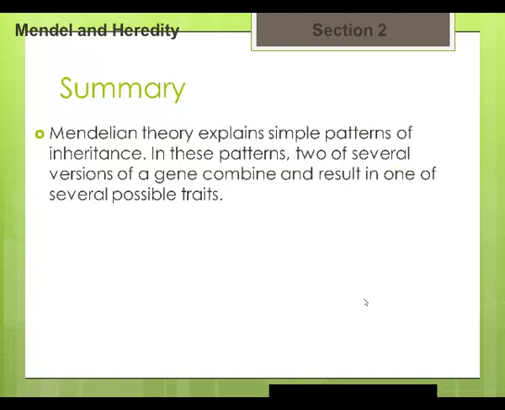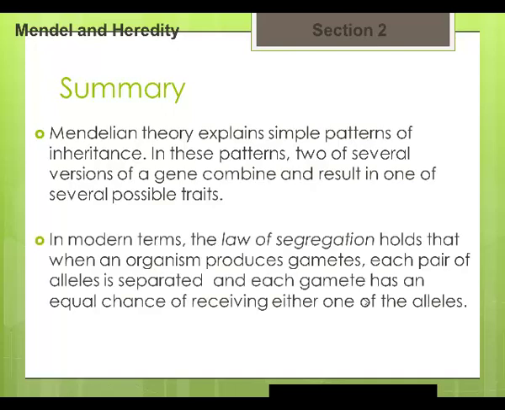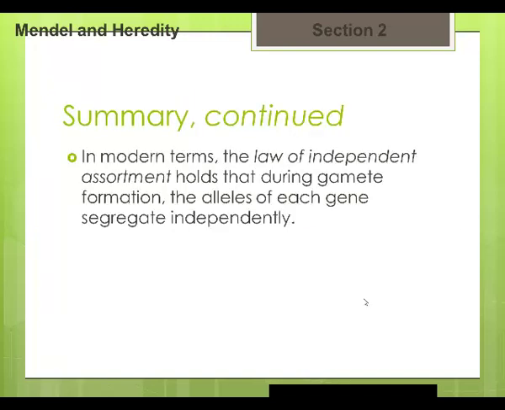So in summary, Mendelian theory explains simple patterns of inheritance. In these patterns, two of several versions of a gene combine and result in one of several possible traits. In modern terms, the law of segregation holds that when an organism produces gametes, each pair of alleles is separated and each gamete has an equal chance of receiving either one of the alleles. Genotype determines phenotype, but also remember, phenotype does not always necessarily determine genotype. The law of independent assortment holds that during gamete formation, the alleles of each gene separate independently.